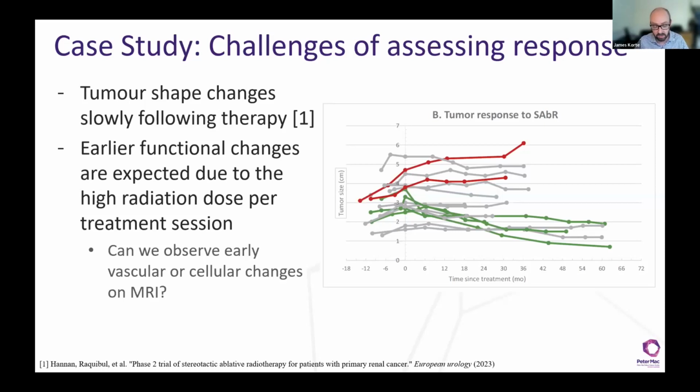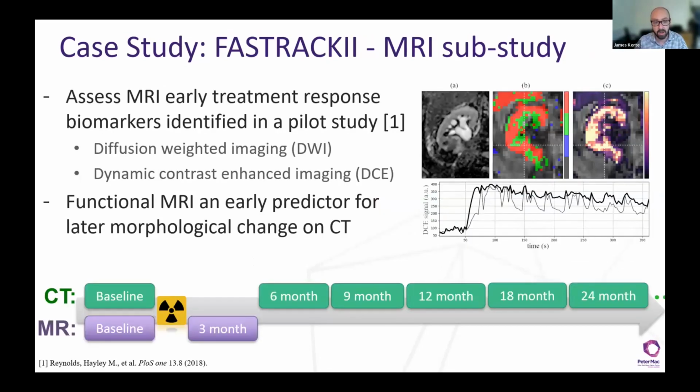And in particular for this sub-study, it's using MRI. And that's kind of the basis for this Fast Track 2 MRI sub-study. Essentially what we're trying to do is look at an early time point, in this case 3 months after the therapy on MRI, and then trying to say, okay, does that correlate to some of these later size changes, which we wouldn't see until 12 months or 24 months, so an early response biomarker.